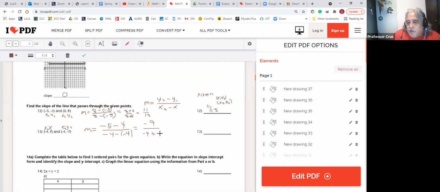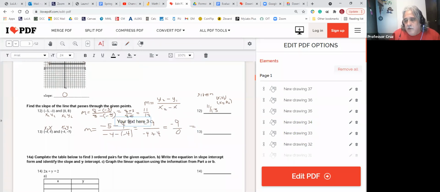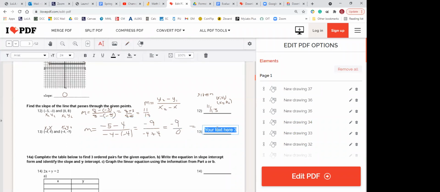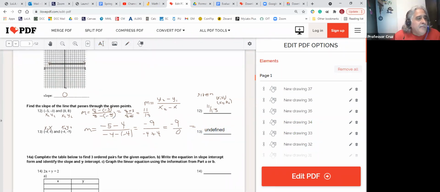Now what happens on this one? Again, this is an undefined slope. Look. Okay? Yeah.